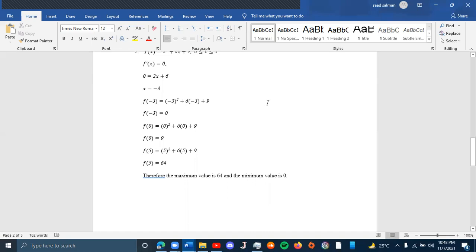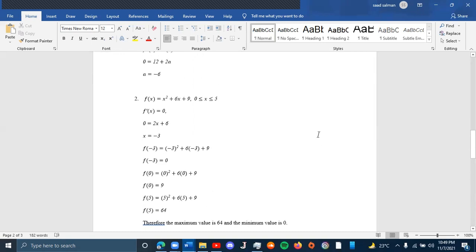Now we'll substitute f of negative 3, which will be negative 3 squared plus 6 into negative 3 plus 9, which will give us f of negative 3 equals 0. So we'll substitute 0. f of 0 equals 0 squared plus 6 multiplied by 0 plus 9, which will give us f of 0 equals 9. Then we'll substitute 5, which will be f of 5 equals 5 squared plus 6 multiplied by 5 plus 9, which will give us f of 5 equals 64. Therefore, the maximum value would be 64 and the minimum value would be 0.